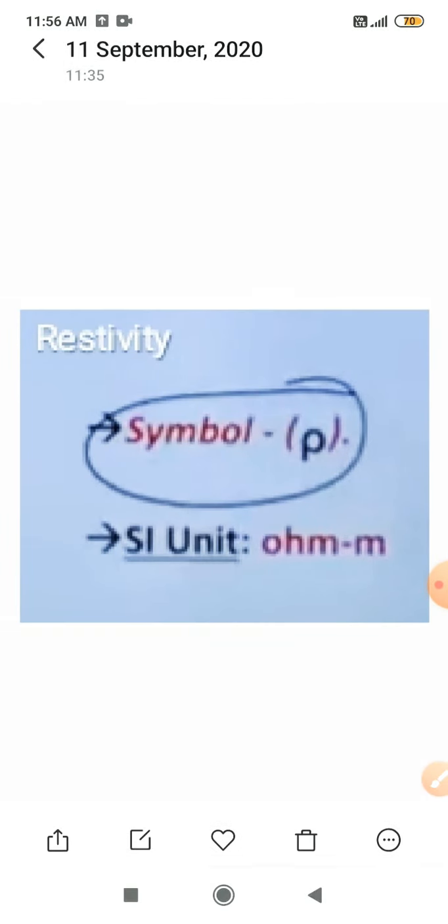L stands for the length of the conductor and A stands for the area of the conductor. So when we find the resistance from length and area, we use the constant term known as rho. Let's move ahead. The symbol of resistivity is rho, and the SI unit of resistivity is ohm meter.